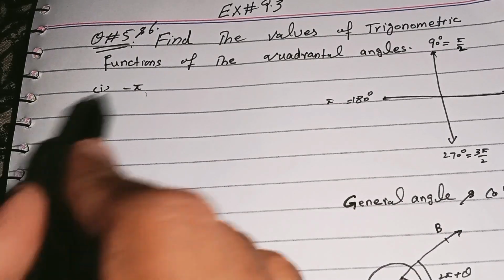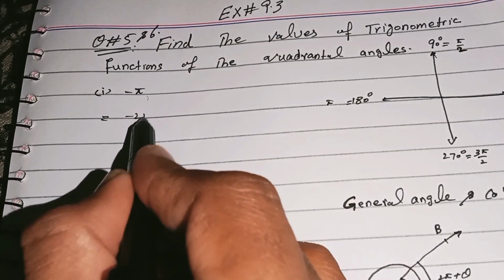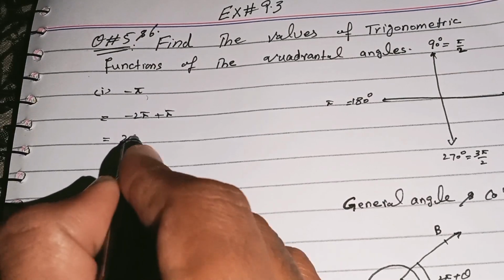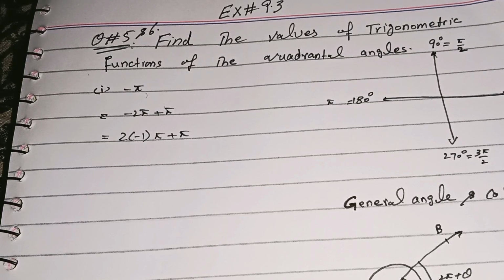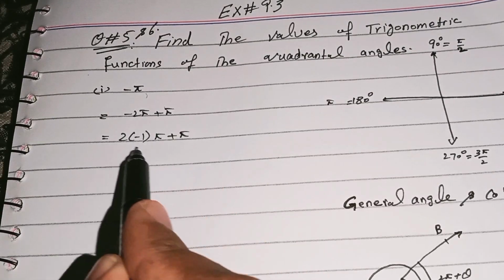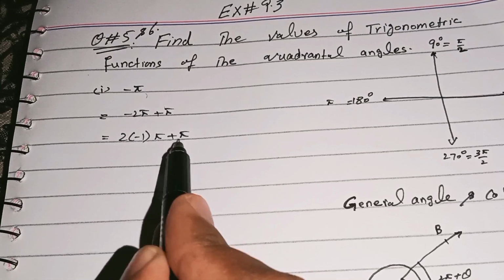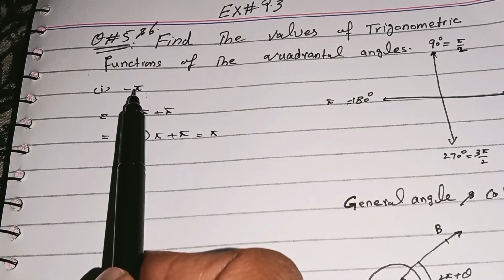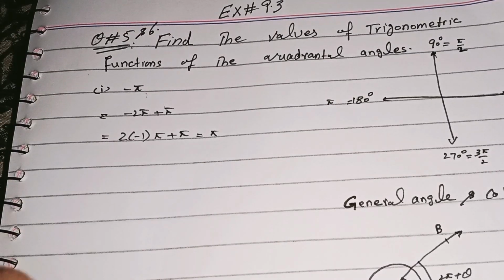Minus pi is coterminal to, we can change this, minus 2 pi plus pi. It can be written as 2 into minus 1 pi plus pi. So we have the general angle or coterminal angle relation 2k pi plus theta is equal to theta. It means minus pi and pi are coterminal angles. It means all trigonometric functions at minus pi and plus pi have the same value.